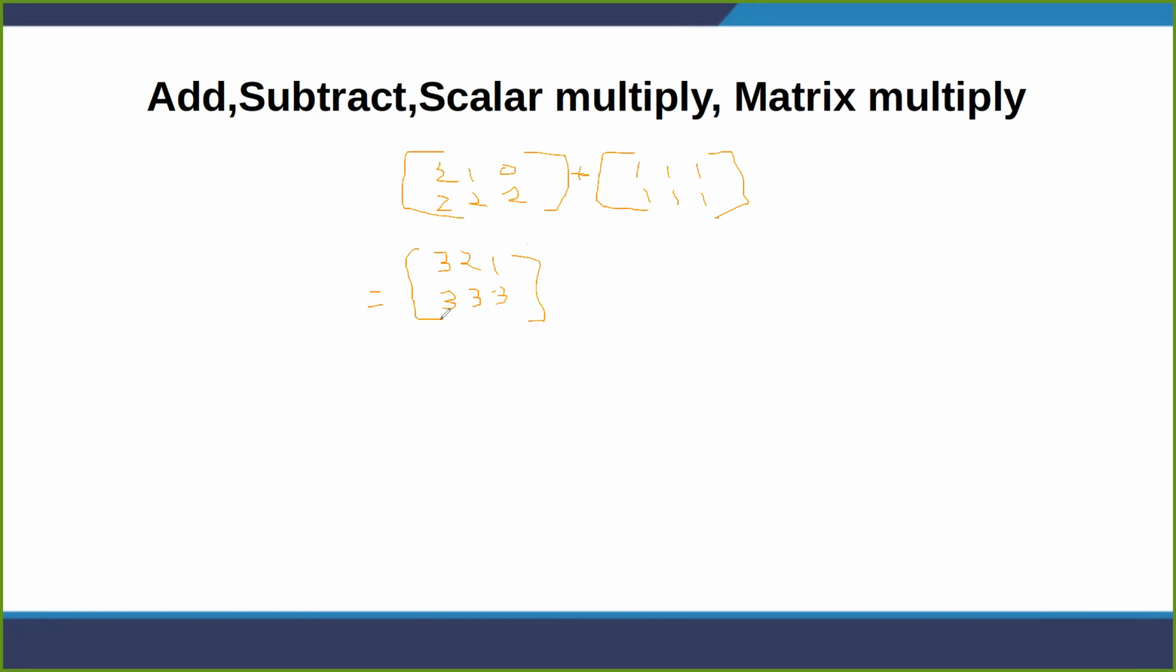This will be your resultant matrix. But if you, let's say, subtract it, then your answer will be 2 minus 1, 1, 0 minus 1, 1, 1, 1. So you can only subtract or add with this same sign. If it was anywhere different, then it wouldn't have worked out.